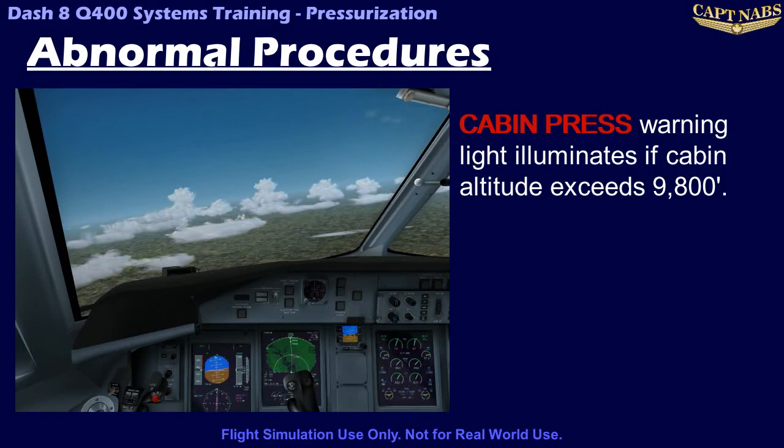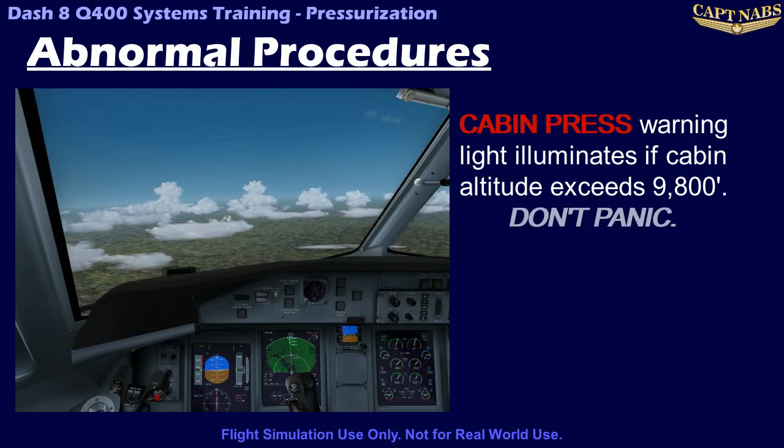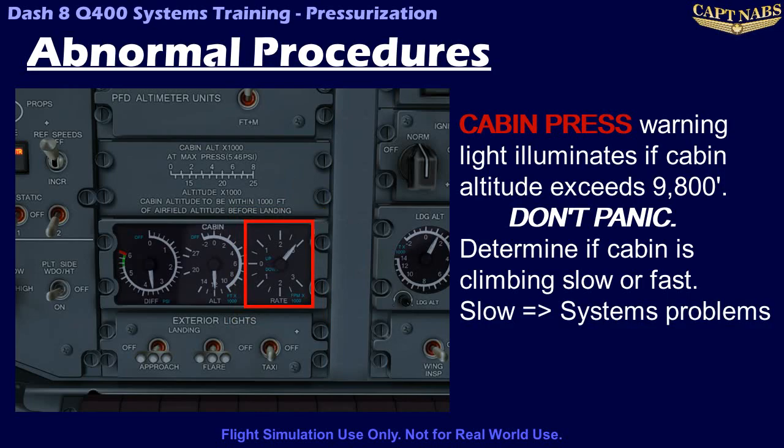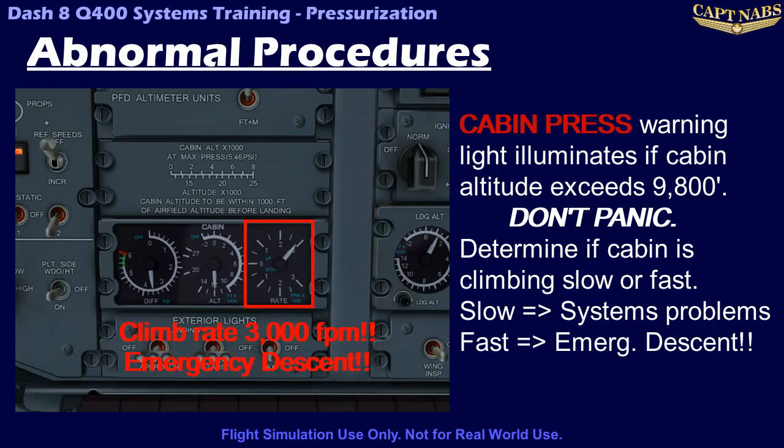The first item on the cabin press checklist is to verify the emergency on the cabin altitude indicator and determine the severity of the problem by how fast the cabin is climbing. A slowly climbing cabin may indicate a problem with the bleeds, and there may be time to complete the checklist. However, if the cabin is climbing quickly, the crew must immediately don oxygen masks and consider an immediate emergency descent, which will be discussed shortly.